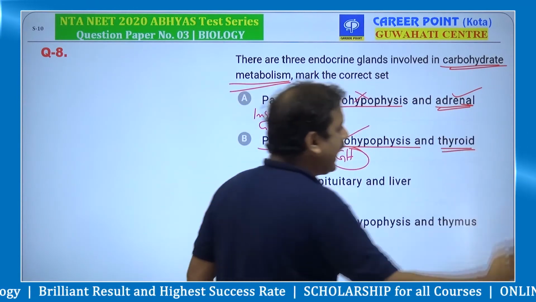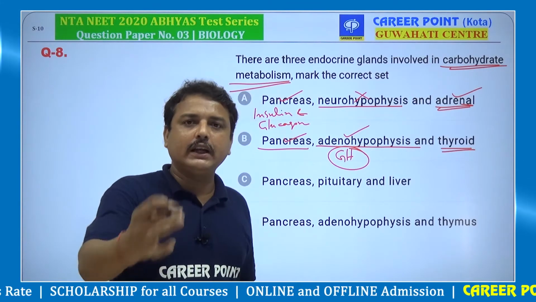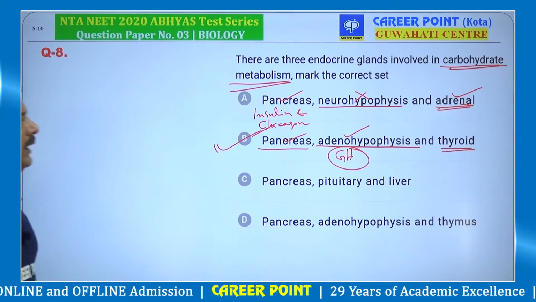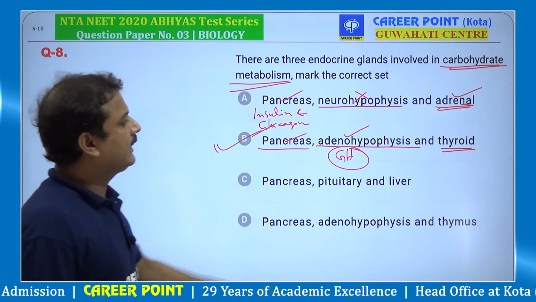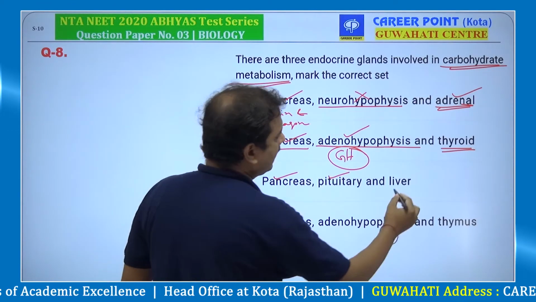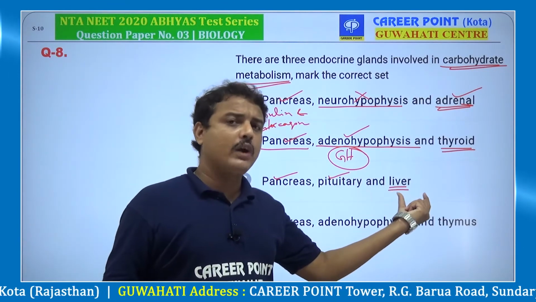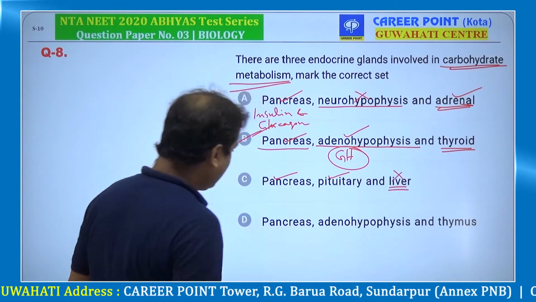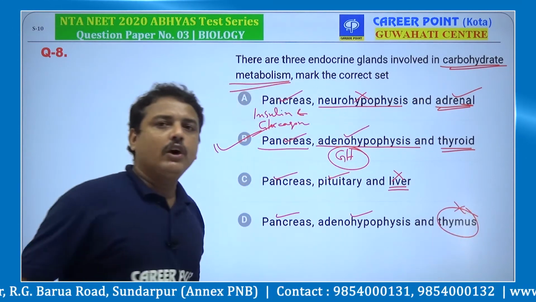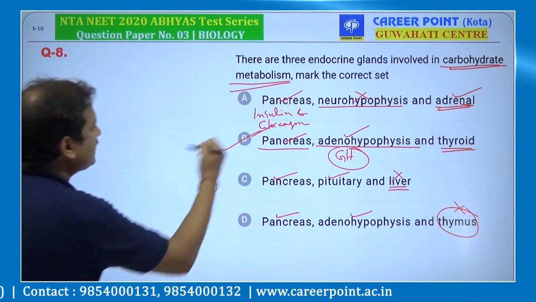And thyroid secretes the hormone called thyroxine. Thyroxine also plays a significant role in carbohydrate metabolism. So here the answer is B, pancreas, adenohypophysis and thyroid. Now next, pancreas is okay, pituitary okay, but liver never secretes such hormones. Liver is not considered an endocrine gland. So that is not the answer. Pancreas yes, adenohypophysis yes, thymus secretes thymosin hormone which stimulates the T lymphocytes. Clear? So the answer here is B. Next question.